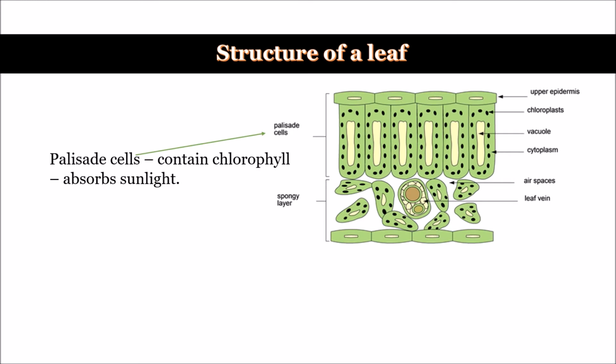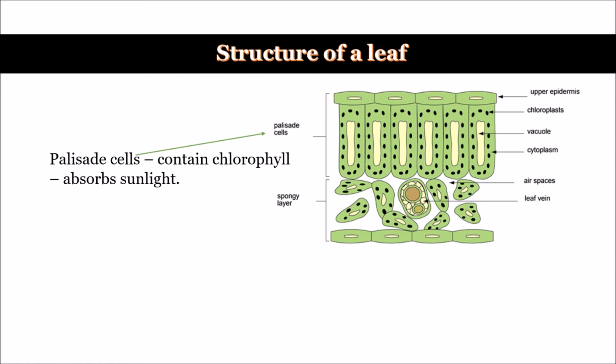The second layer is palisade cells. They are nicely arranged in columns and contain a lot of green dots. The green dots are green pigments and they are known as chloroplasts. Chloroplasts contain chlorophyll. Chlorophyll has an ability to absorb light energy effectively for photosynthesis.